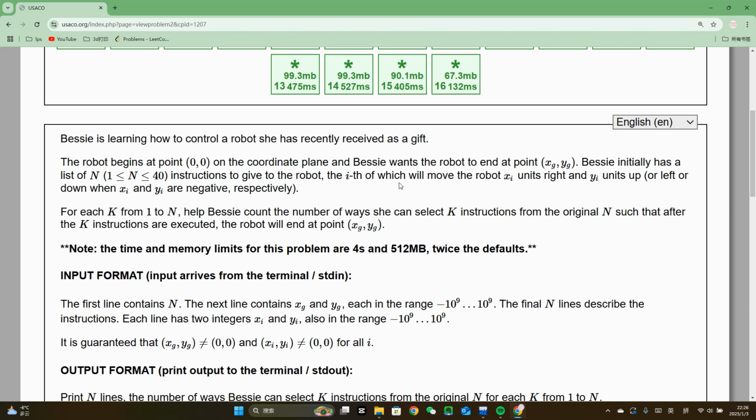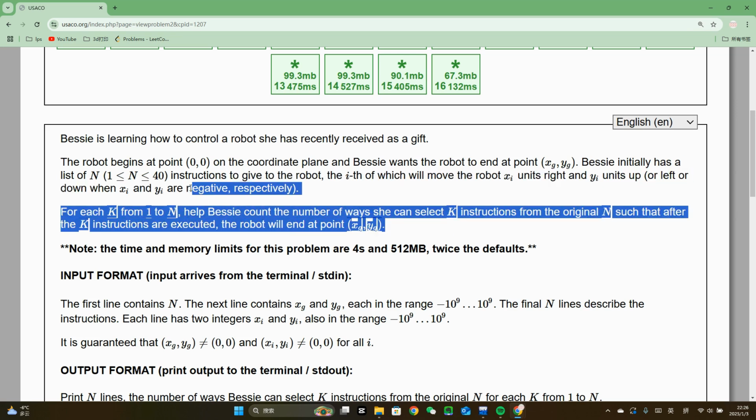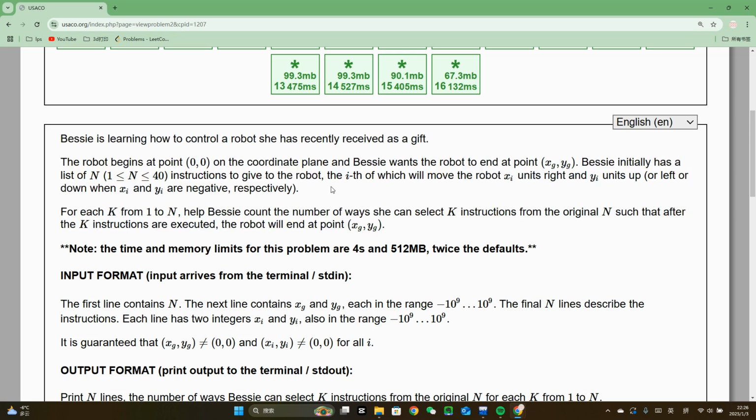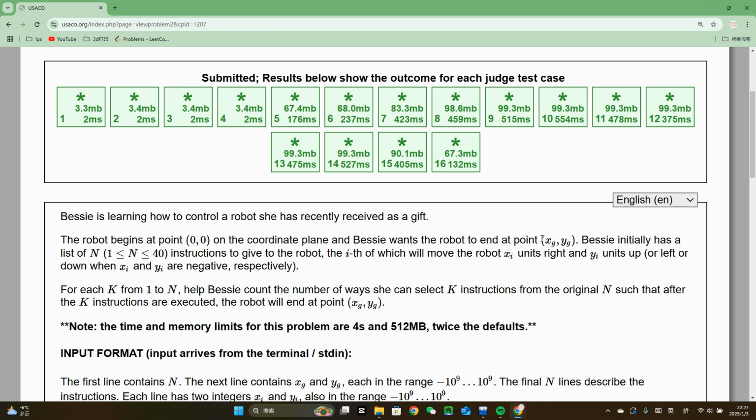All right, the problem statement is short, which is part of why it's a good problem. That's an important quality for all good problems: usually, like 90% of the time, a good problem has a short problem statement. So basically, you have a robot and you're controlling it to go from 0,0 to xg,yg. You have a set of instructions that you can choose to give this robot, and you're trying to determine the number of ways that you can select these instructions so that we reach xg,yg. And there's at most 40 instructions. Just notice that range, which is really important for this problem.